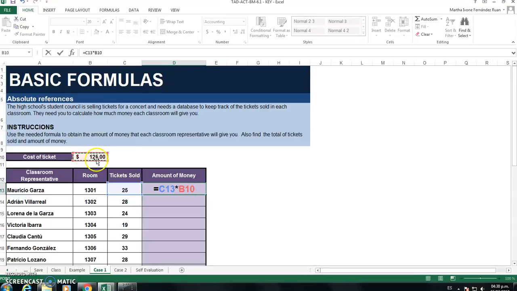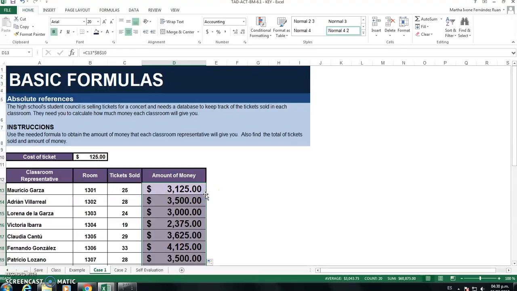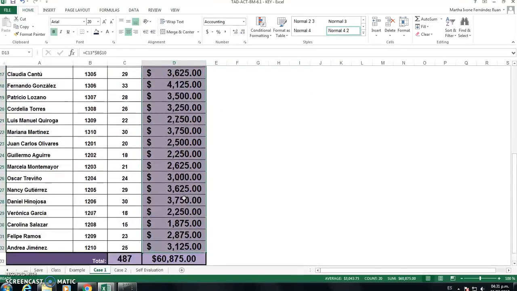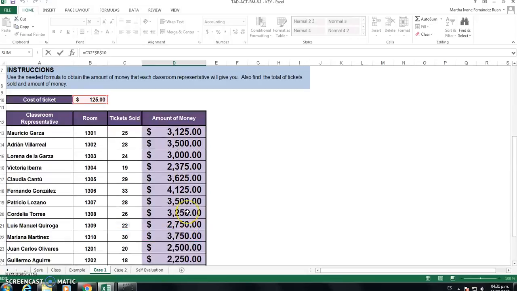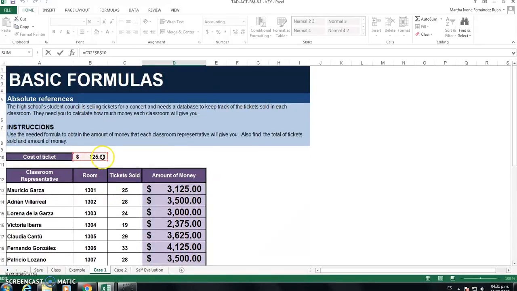This is an outer cell, outer from the information table, and then we use the money symbol by pressing the key F4, or money. Now when we drag it down, the results are correct. So every time that I am multiplying the ticket sold times B10, it's always times B10 because it's the price of the ticket.